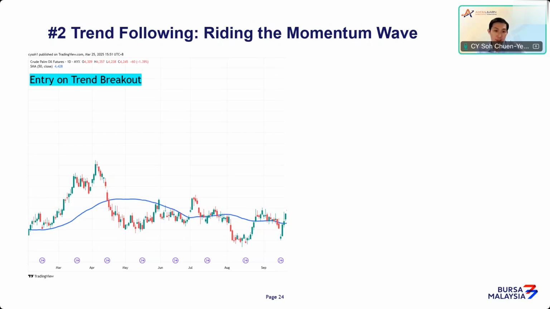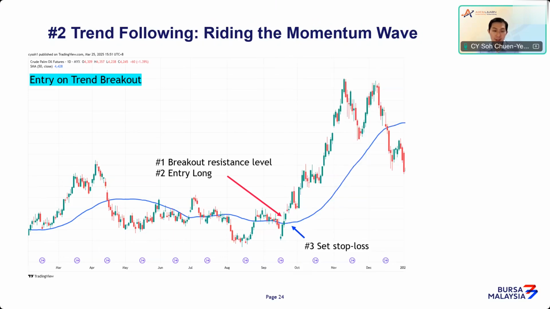Likewise, in this example, price breaks above your moving average line, breaks your resistance line already. So this is where you can enter a long position, hoping that the price will be trending out. Again, you can set your stop loss using the moving average line itself. What you need to do is be patient and ride along the trend.